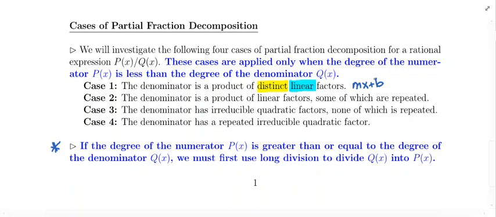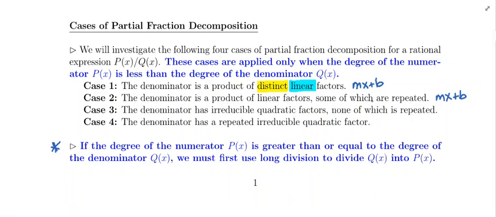Case 2, the denominator is a product of linear factors, some of which are repeated. Okay, so in case 2, you're still dealing with linear factors. So the factors, the things that you're multiplying together, they're linear. The highest power of x is 1. They look like mx plus b, but this time they're not distinct. You may have repeated factors, so some factor that appears in the factorization more than one time.